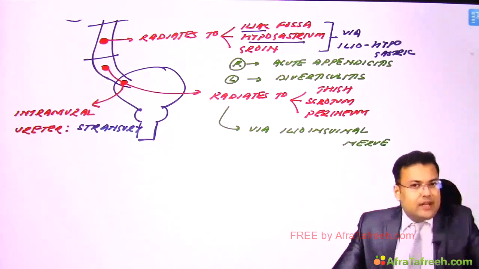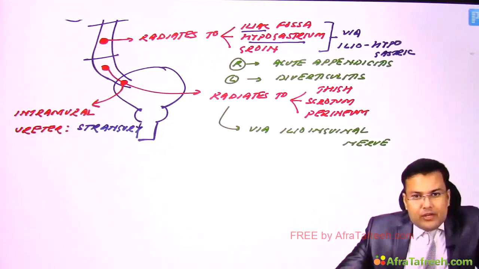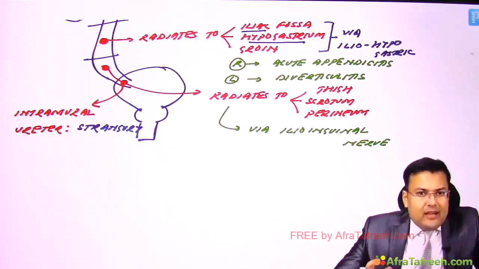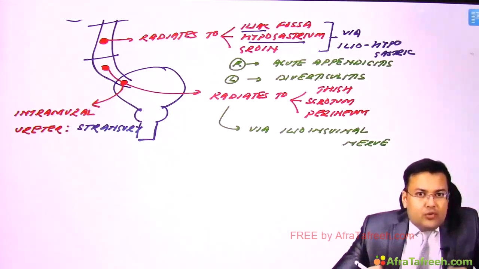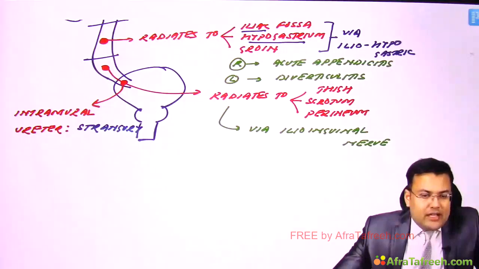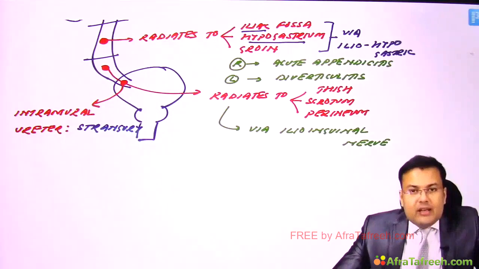So what is strangury? It's a painful frequent urination of small volume. And what is the problem in strangury? Painful frequent urination of small volume. The patient has to strain too much to expel the urine. So that's strangury. So these are the clinical features.